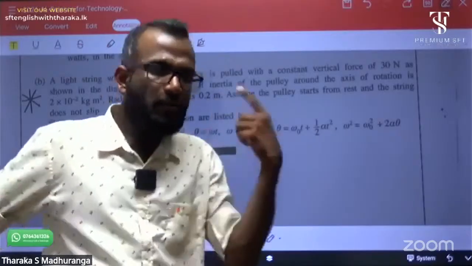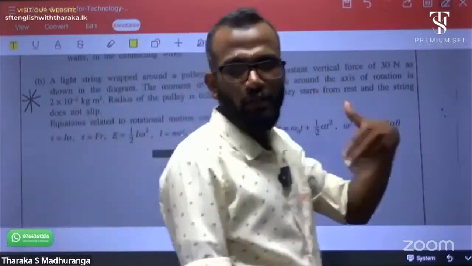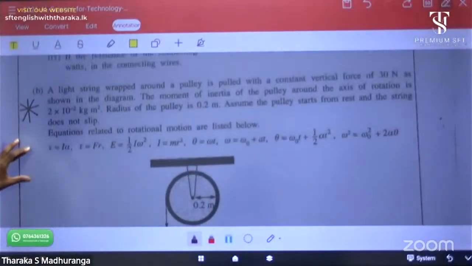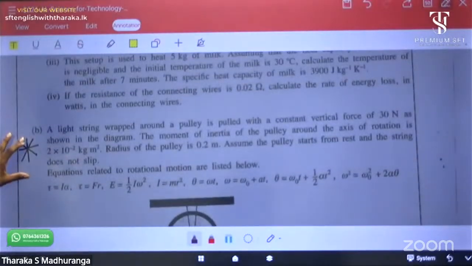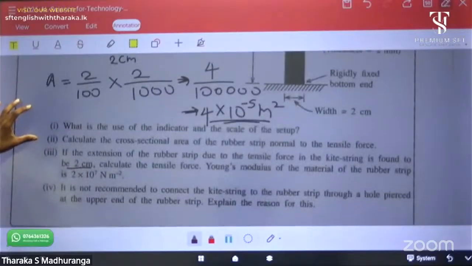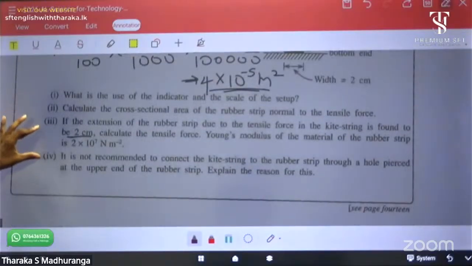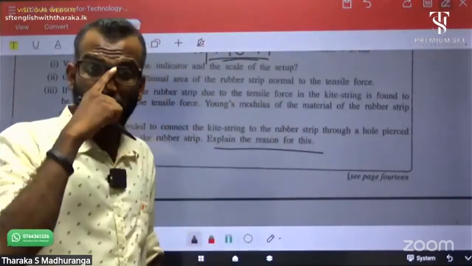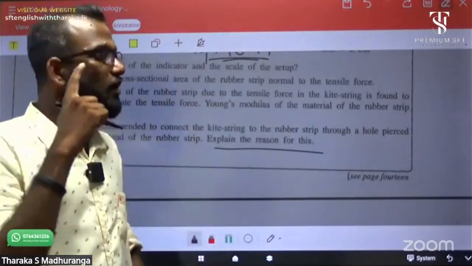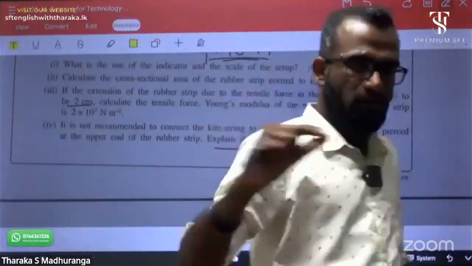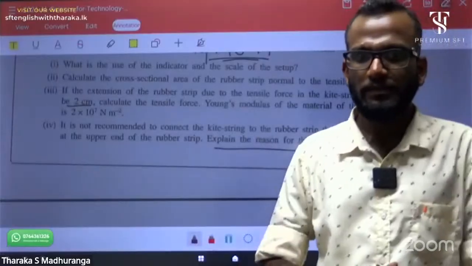Okay, let's see. These are calculation questions, no worries. Here there was nothing saying explain. Explain the reason for this. Only one line required.